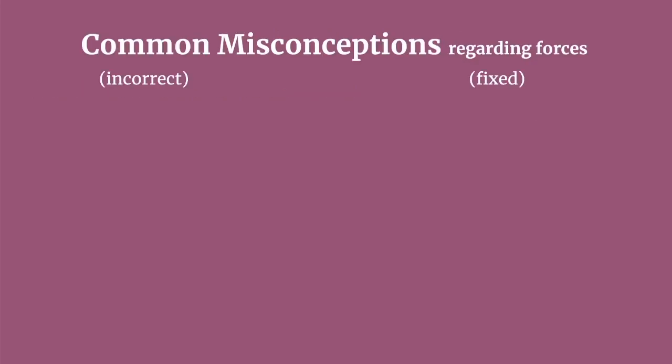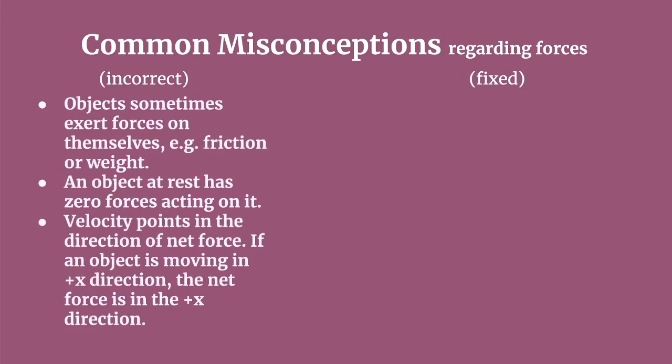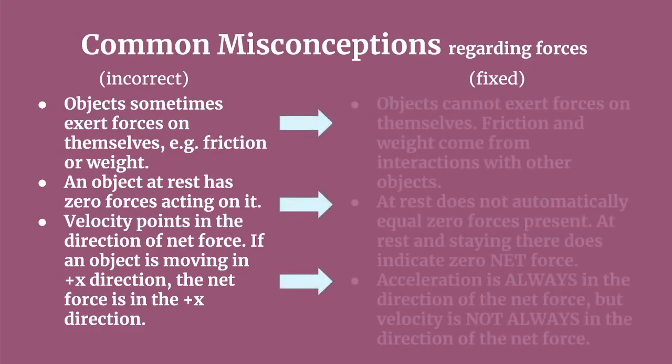Before we finish up this section on dynamics, I want to clarify a few of the common misconceptions that I faced as an AP Physics student. The first one is that objects sometimes exert forces on themselves. The second is that an object at rest has zero forces acting on it. And the third is that velocity indicates the direction of net force. So these are all very close to true, which is why they can be confusing.